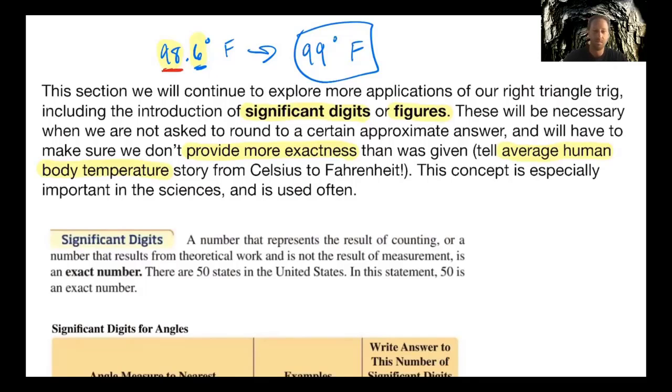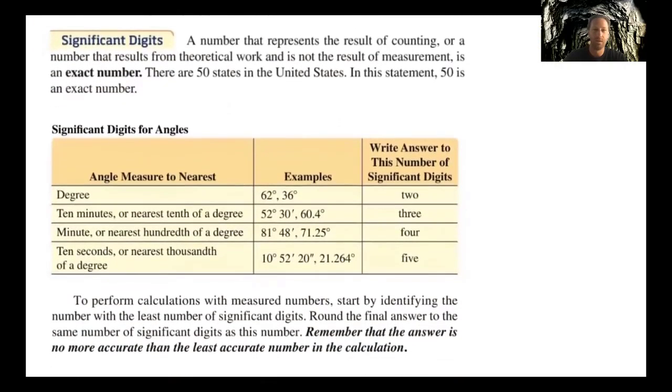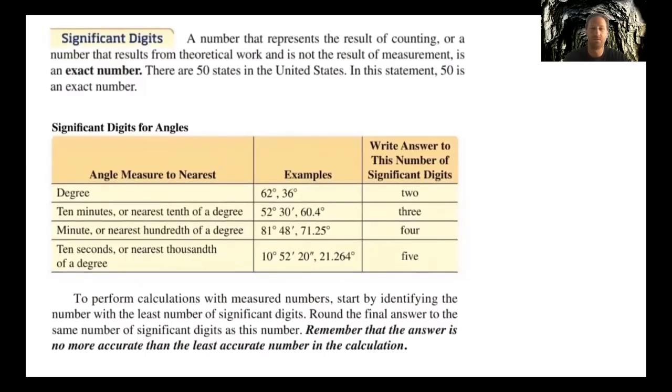Okay, so when dealing with these things, we're going to have several different looks. I have some definitions and things that you can pause the video and read through, I put these on here for you. I'll just quickly go through what it means when we're given 62 or 36 degrees. Then obviously that's only 2 significant figures or digits. But when we're given something like 60.4, that's also, again, obvious that it's 3. 71.25, obvious that it's 4. 21.264, 5, because there are literally that number there.